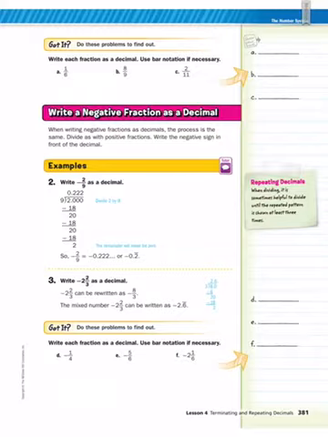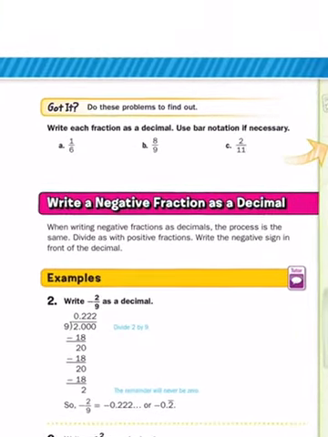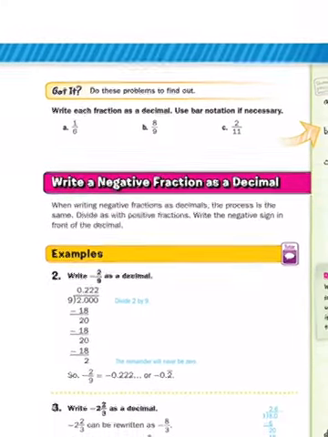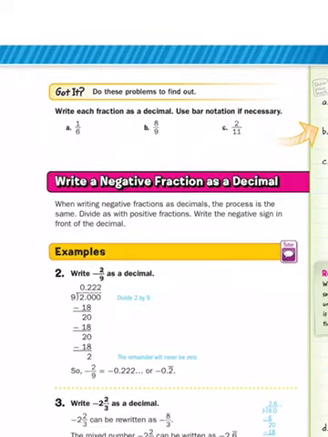Okay, now you are going to try A, B, and C. So remember, divide to change it to a decimal, and if it's a repeater, I want you to use bar notation. Remember, the bar only goes over the digits that are repeating. Okay, do A, B, and C, and hit play when you're done and see if you were right. Go.